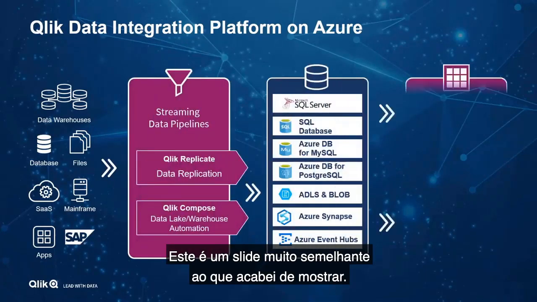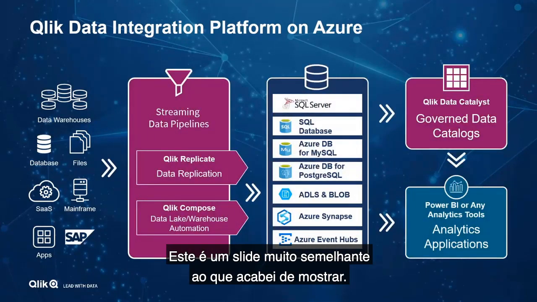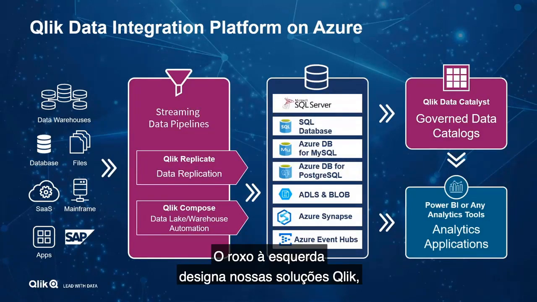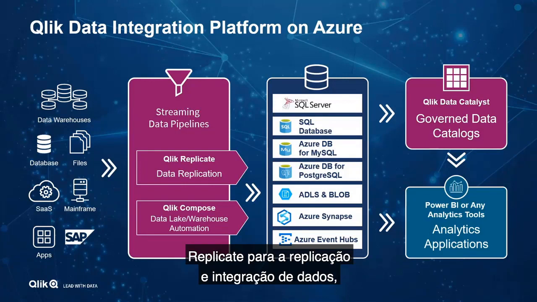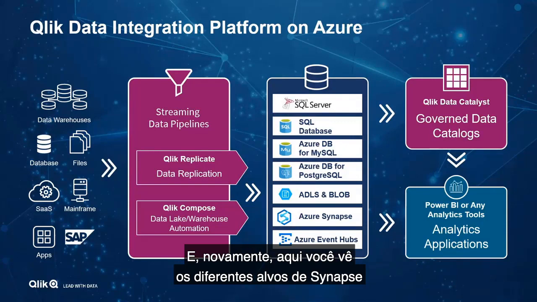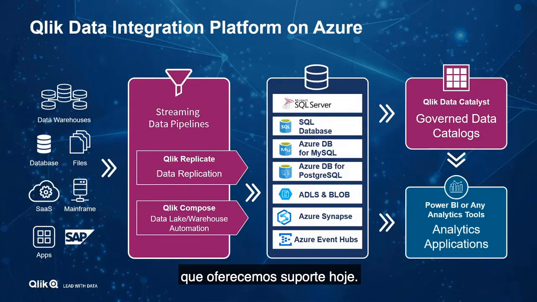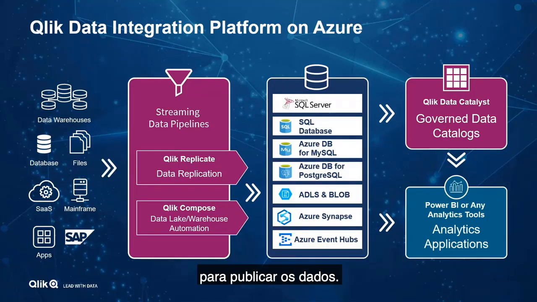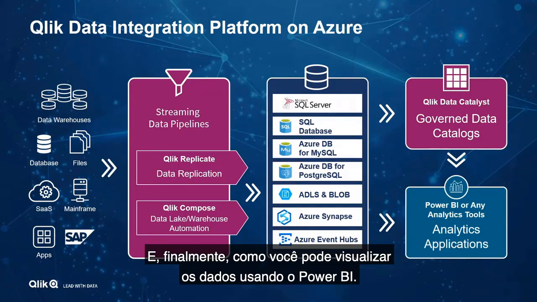This is a slide that's very similar to the one that I just previously showed. Again, on the far left side, you have the different sources. The purple to the left designates our Qlik solutions, Replicate for data replication and integration, and Compose to organize and assemble the data marts and handle the data warehouse automation once the data is landed in the target. And again, here you see the different Synapse targets that we support today. You're also going to see in today's demonstration how we use Qlik Data Catalog to publish the data, and finally, how you can visualize the data using Power BI.